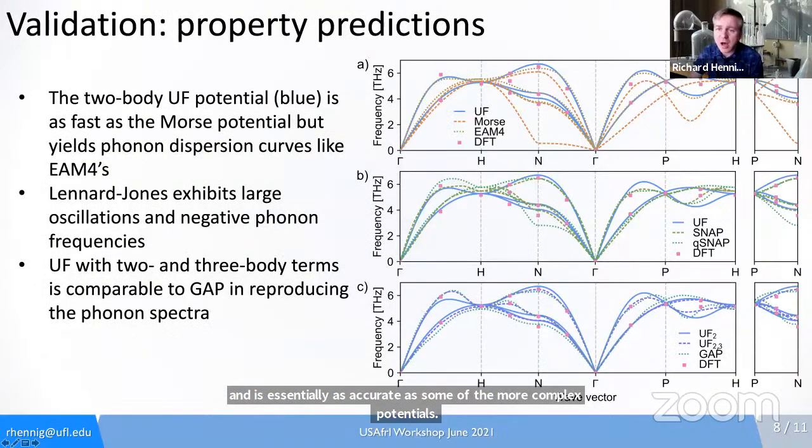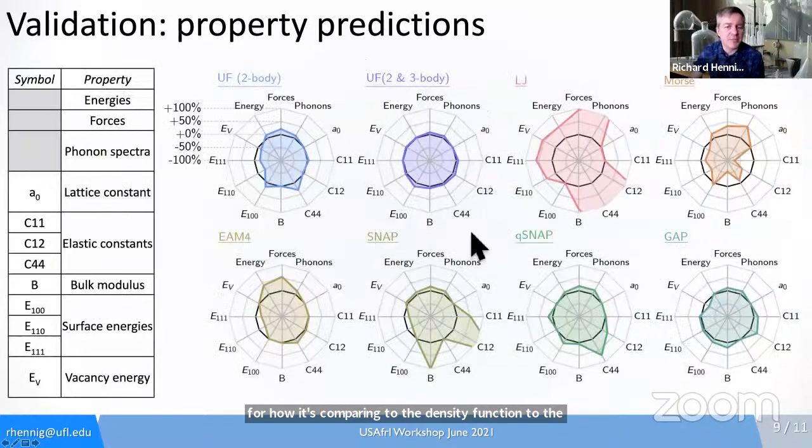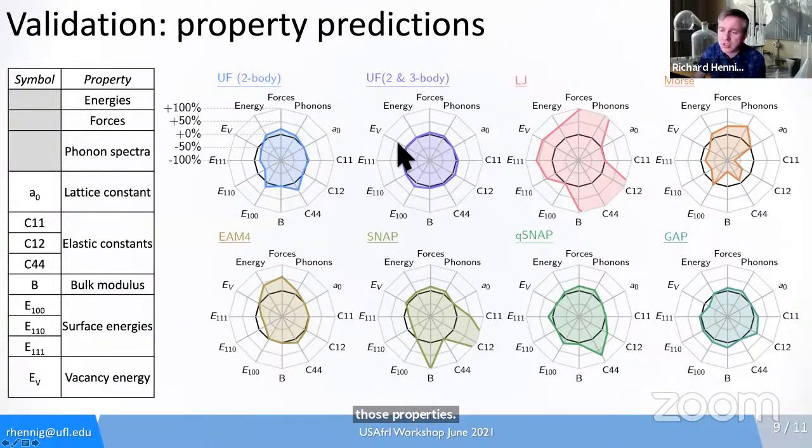These methods are highly accurate. I'm showing here a plot for how it's comparing to the density functional theory and the highly accurate GAP potential for the phonons. In this plot, we compare various properties, surface energies, elastic constants, the vacancy formation energy against DFT, and you can see that the two-body potential does better than many empirical potentials, including the EAM, which was actually fit on those properties. The three-body potential does essentially reproduce the DFT, similar to what the GAP potential does.